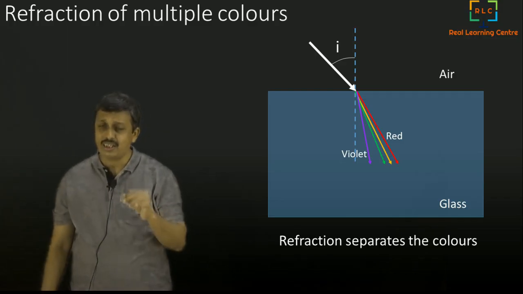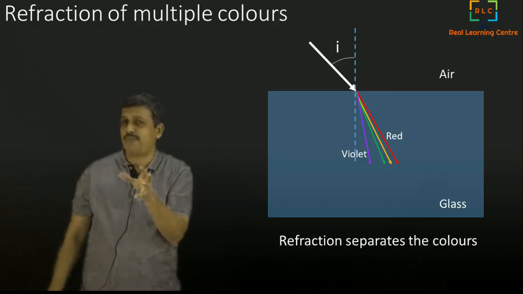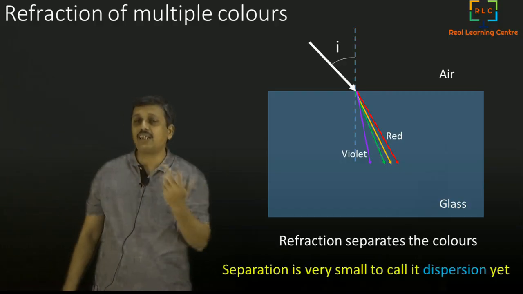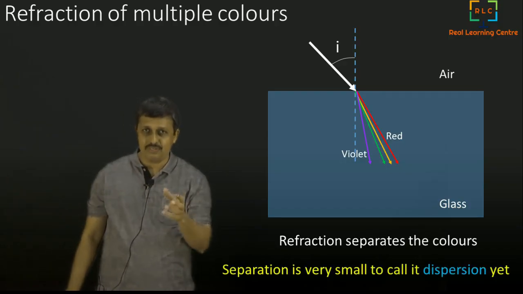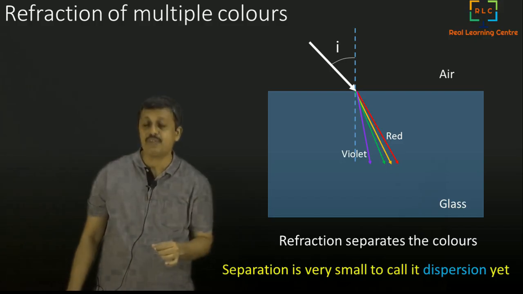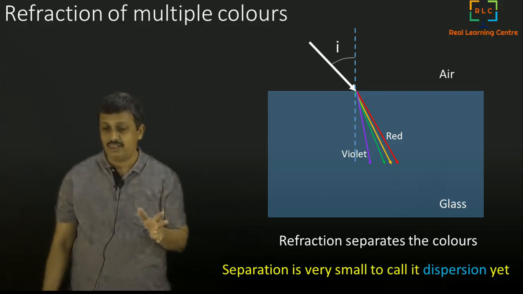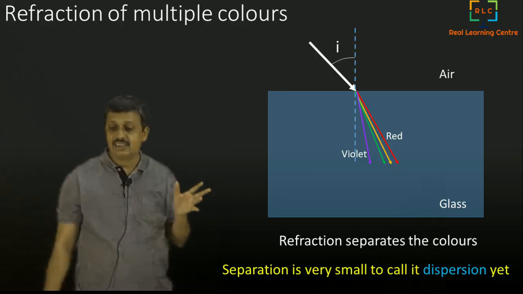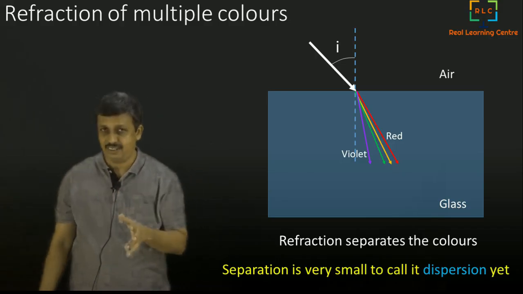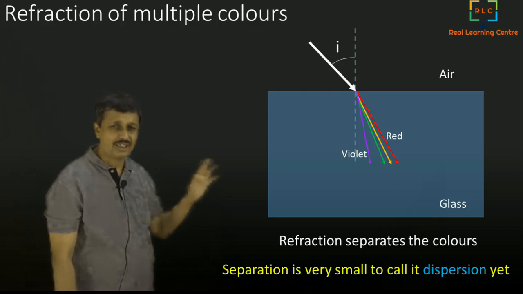But the separation is not too far away from each other. Our eyes cannot distinguish too much. We still see something happening there, but we don't see different colors. That's why we don't call it dispersion yet. We call this just refraction only.